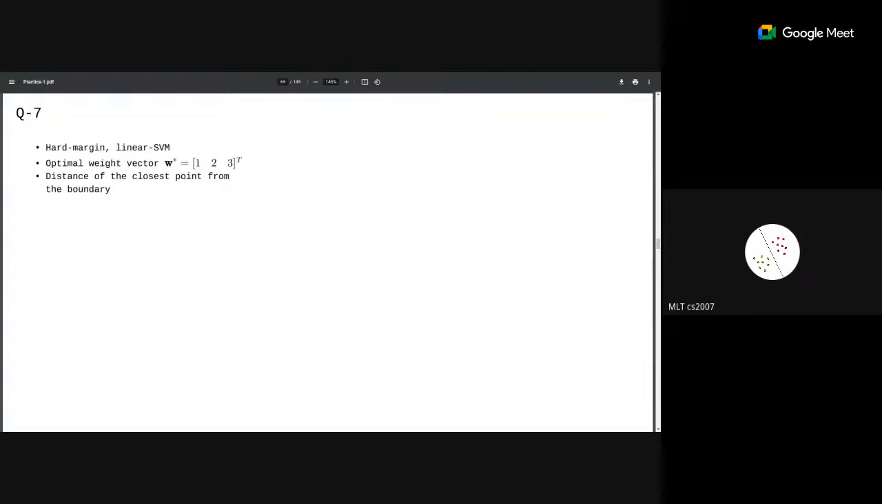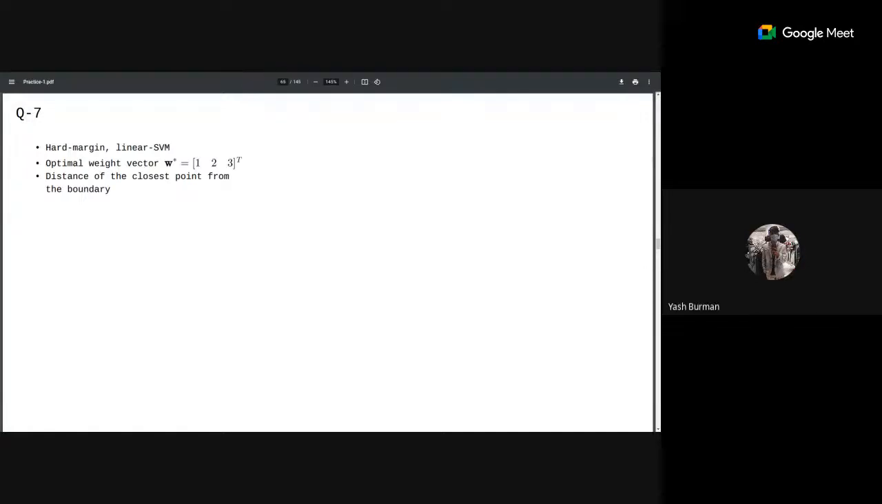So we have a hard margin linear SVM again, and you are given that the optimal weight vector is W star = (1, 2, 3) transpose. What is the distance of the closest point in this data set from the decision boundary? How will you solve this? Square root 14.